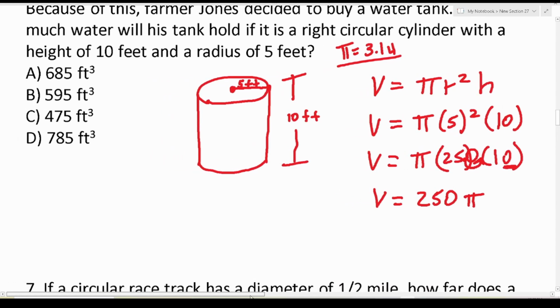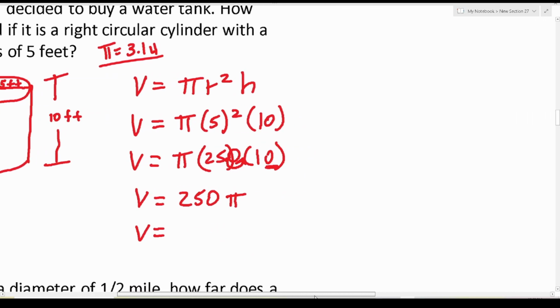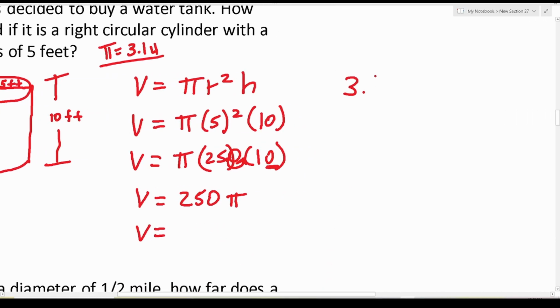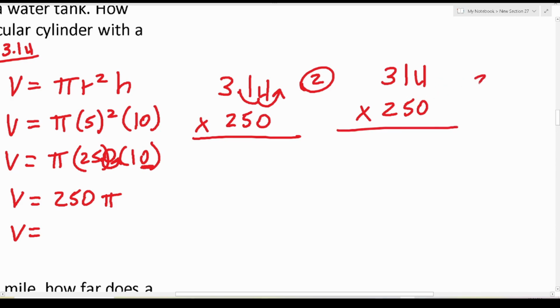And if we look at our answer choices, we can see that we have to work that out, which is no big deal. We'll do it off to the side. This becomes 3.14, which is an approximation of pi, times 250. Since we're multiplying a decimal by a whole number, we're going to shift its decimal 2 times to the right to make 3.14 314. Again, this is times 250.